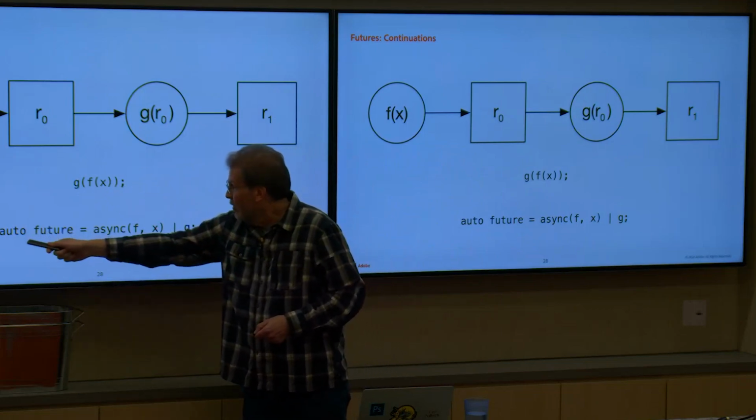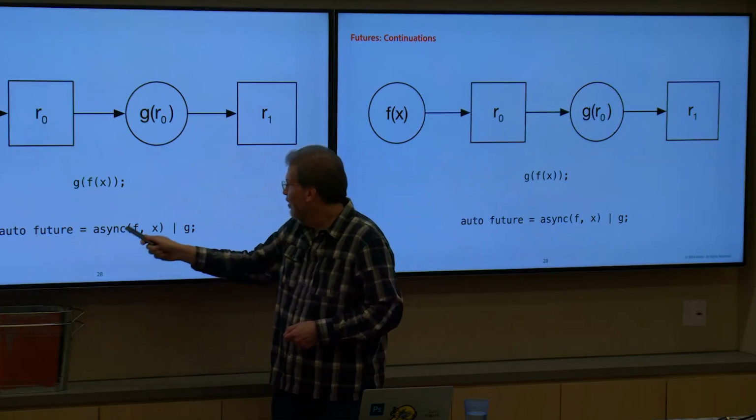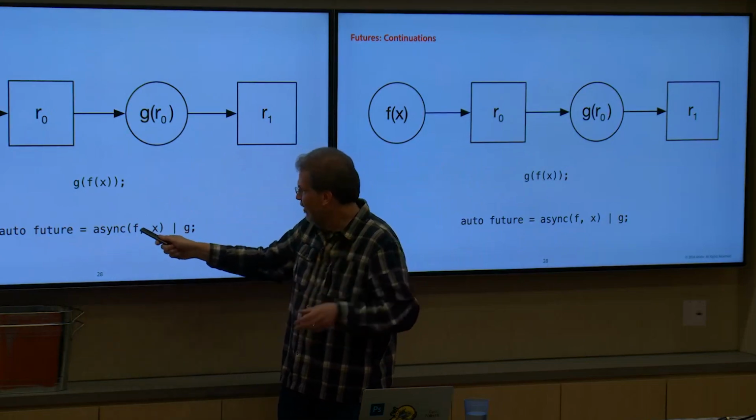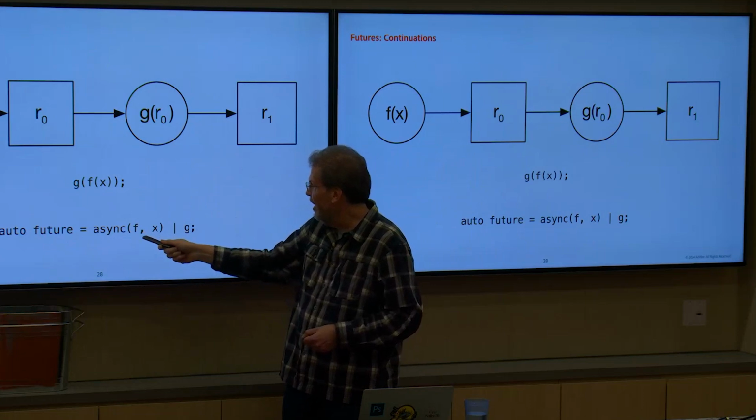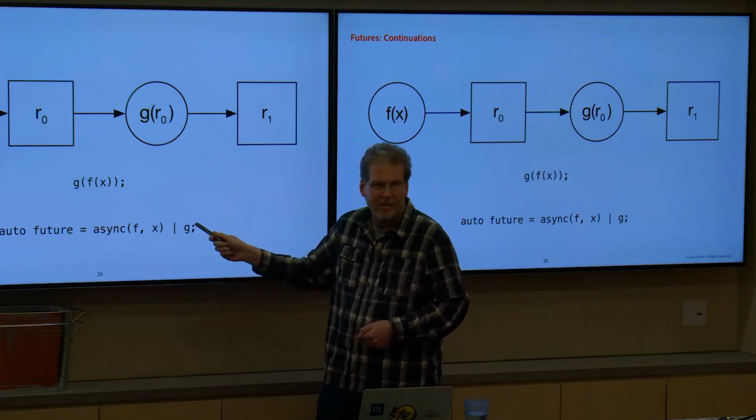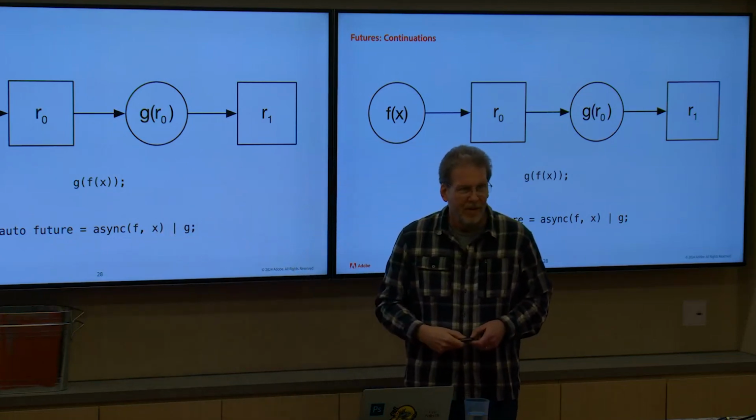When I call it, it'll look something like this. I'll say, oh, I've got a future, which is a result of pushing function f, making that async with the argument x, and then piping the result into g. Okay.